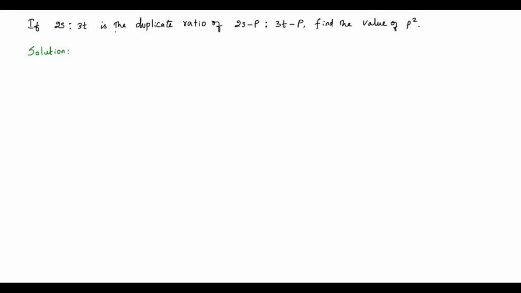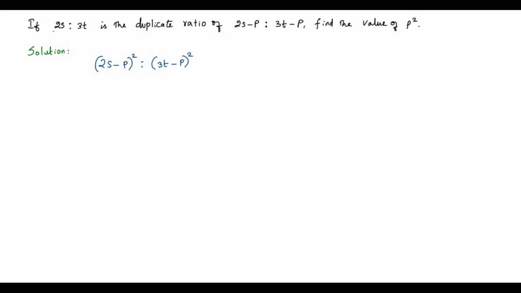Here let's consider this particular part. The duplicate ratio of 2s minus p is to 3t minus p means we are trying to find the duplicate ratio of this ratio. To find it, we have to square both the first term and second term of the ratio, that is 2s minus p the whole square is to 3t minus p the whole square.